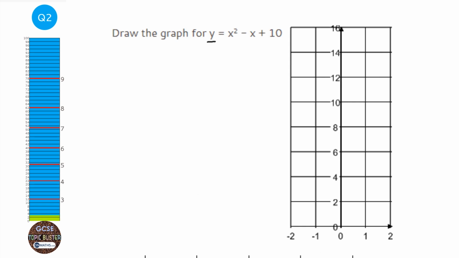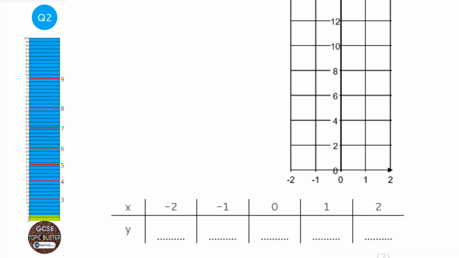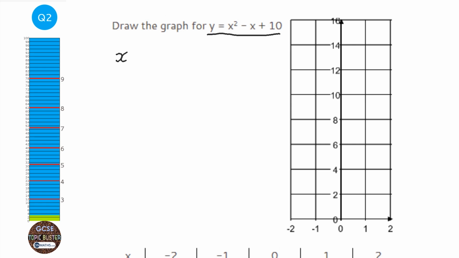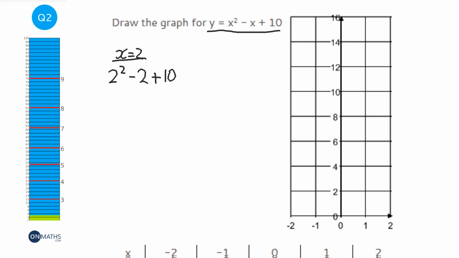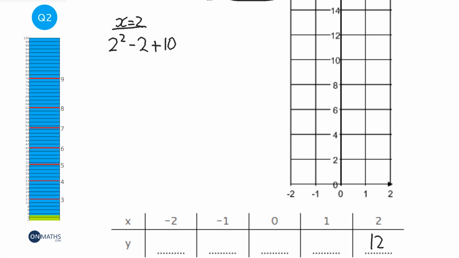Okay, so to draw this graph, we're going to use our table of values, which is shown below. So when x equals 2, what I want to type into my calculator is 2 squared minus 2 plus 10. And it's exactly the same as the equation at the top, but instead of x, it's going to be 2. Now I can do this in my head. 2 squared is 4, 4 take away 2 is 2, and 2 plus 10 is 12. We're going to do this for the other one. So when x equals 1, we'll do 1 squared take away 1 plus 10. 1 squared is 1, so 1 take away 1 is 0, plus 10 is 10.